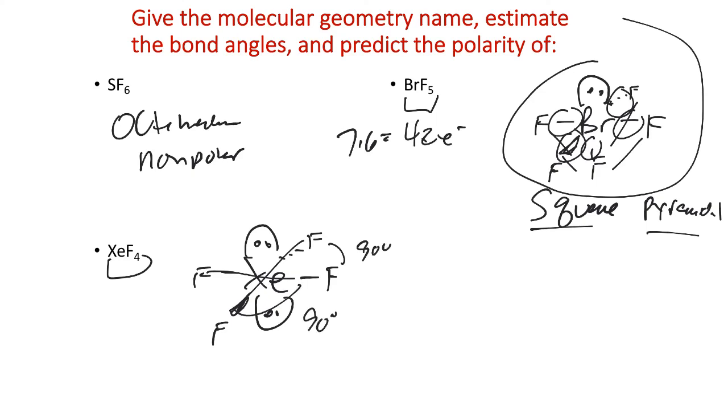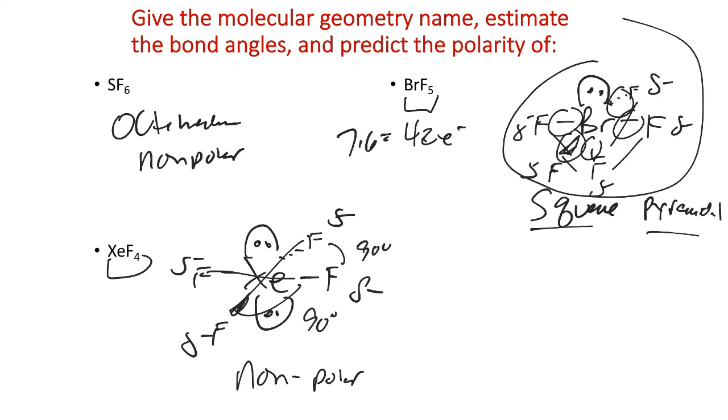Polarity. XeF4, what do you think in terms of the polarity? It's like two XeF2s. Perfect 90-degree bond angles. They each cancel each other out. So all these dipoles are creating these negative charges that are all equally opposing each other. XeF4 is nonpolar. Bromine, BrF5, what do you guys think in terms of the polarity? It's polar. We get all these negative charges that are not countered by a negative charge on top of the molecule. So we get a charge imbalance in this molecule, and this one is polar.